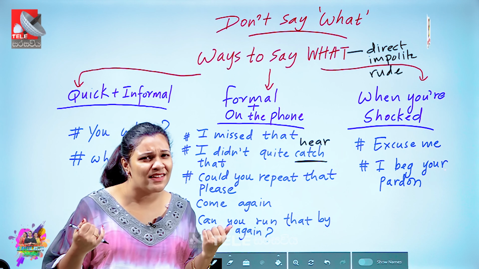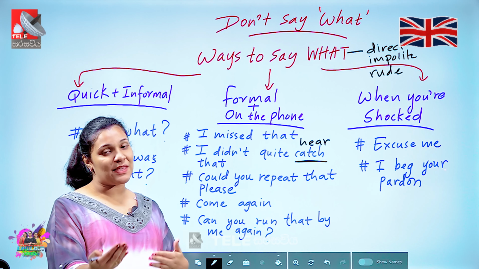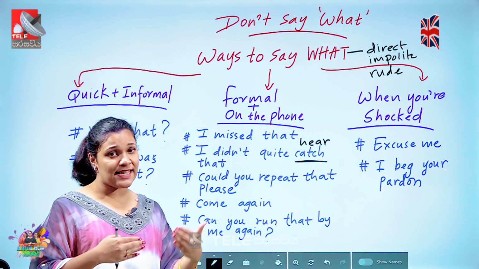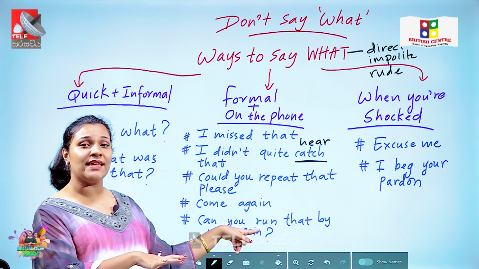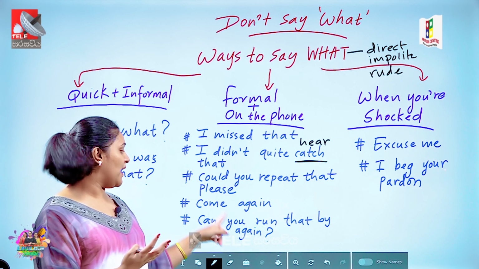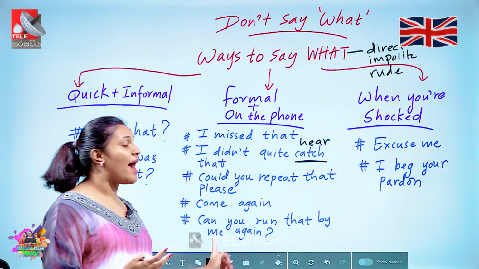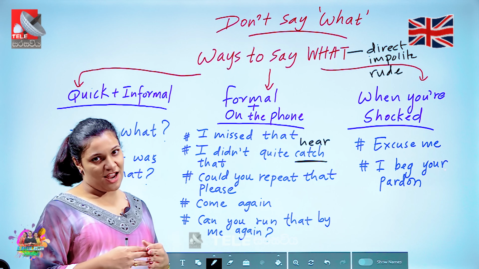Okay, supposing that you are face to face, you can say, come again, right? Okay. And this one, can you run that by me again? Can you run that by me again? Which means you're indirectly asking the person to repeat what the person said. Because you did not understand what the person said, so you're indirectly asking, can you please repeat it? Okay, can you run that by me again, right?